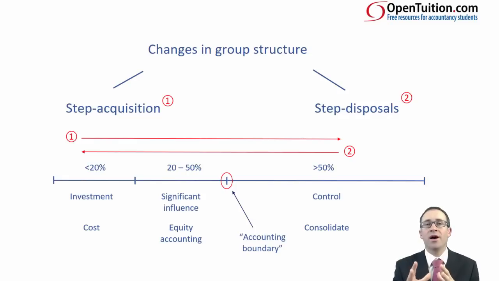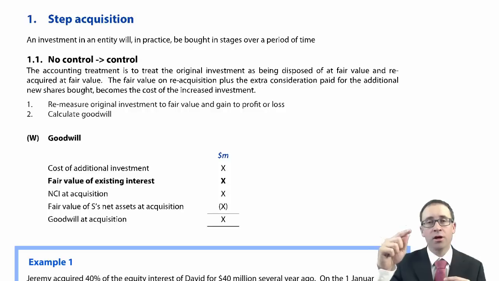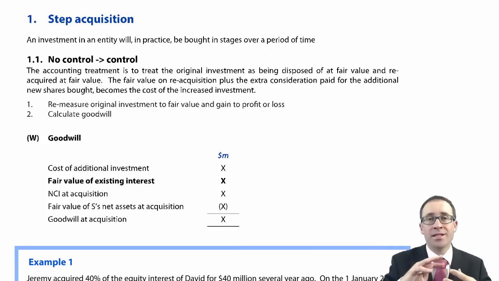What I just want you to think about now is your 100 steps, where that accounting boundary is on the 50th step, and how the accounting treatment changes as you go up the stairs and down the stairs. Because what we're going to start off with next is step acquisitions. So let's begin the fun and frolics, following the introduction, of looking at step acquisitions. The first scenario that we're going to look at is where we have no control and we go to having control. So when we're going up the stairs, we go through that 50th step, that accounting boundary whereby we begin to consolidate. The key bit is that when we have no control, it doesn't necessarily mean that we have 20% and just have an investment.